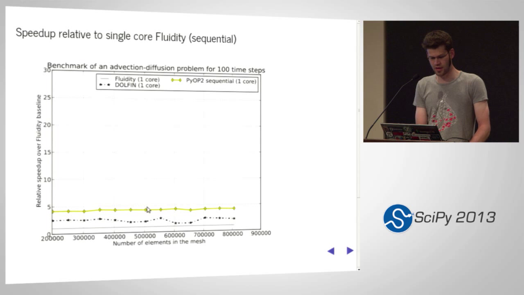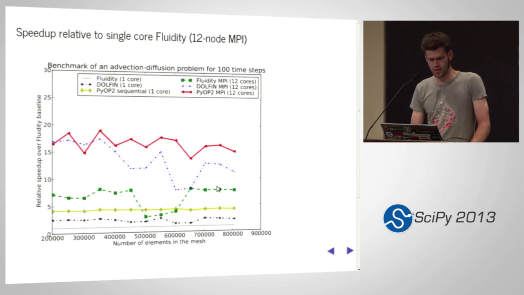And this is a sequential run now. So Dolphin is about 2 times faster because it's implemented a little bit more efficiently. But Dolphin is still a traditional library, which you interface from Python. And we run about 4 times faster because we have less overhead, because this code generation and the scheduling is all happening at runtime. So we can tune to the specific problem that you're solving.